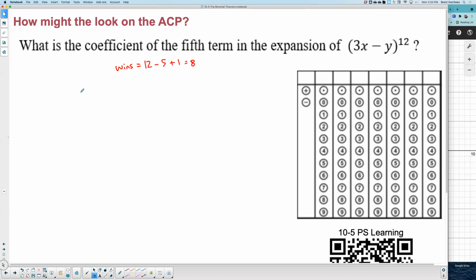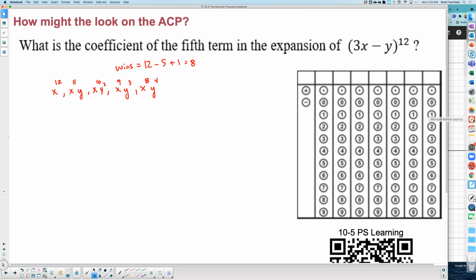In case that didn't work, you'd say, well, best case scenario is winning 12 times. Next best is winning 11, losing once. After that, I'd prefer to win 10 times, lose twice. If that didn't happen, I'd prefer to win 9 times, lose 3 times. And if that did not work out, I would hope I would win 8 times and lose only 4 times. That is the 5th best scenario. So that's the 5th term. You can do it that way.